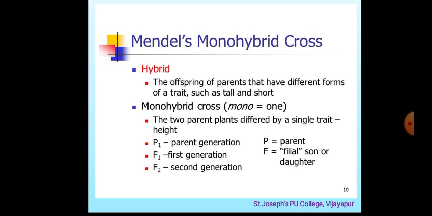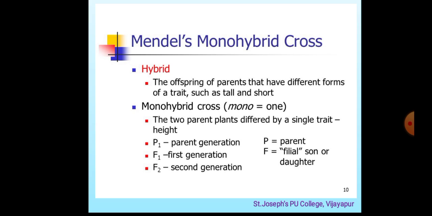When differing in one trait is involved, that makes a resultant plant which is called a monohybrid cross, or you may call it a monohybrid. Here P1 indicates parent generation, F1 indicates the first filial generation, or you may call it first generation, and F2 indicates second generation.